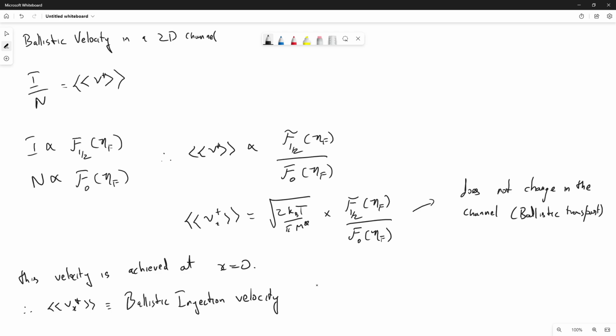Now, is this quantity a function of temperature? Of course, it is a function of temperature, as you can see from here itself. Do the Fermi integrals contain any temperature dependence? Yes, because we have considered eta equals E by kBT. So temperature dependence is there in both these parts.